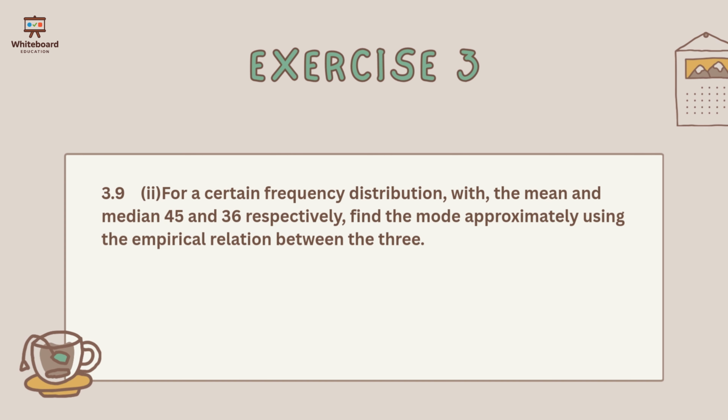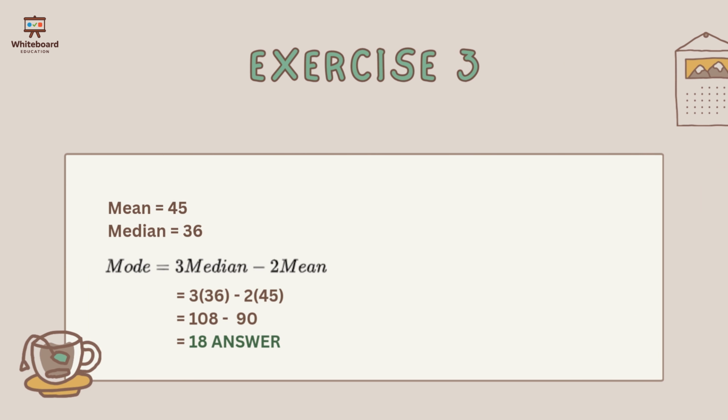Go check that out. Here we are going to do part 2. For a certain frequency distribution, with the mean and median 45 and 36 respectively, find the mode approximately using the empirical relation between the three. So, here mean is 45 and median is 36. We need to find the empirical relationship between the mean, median and mode.